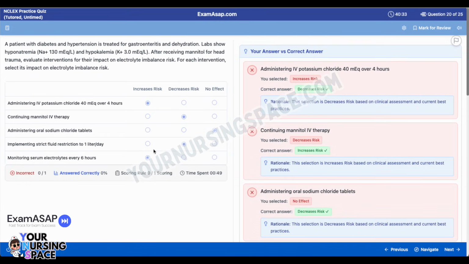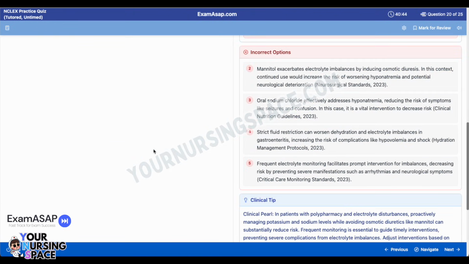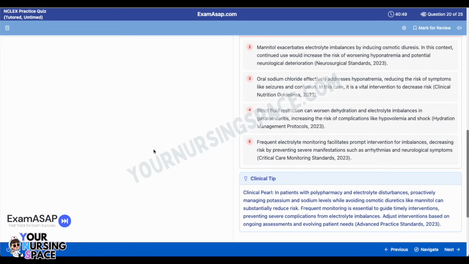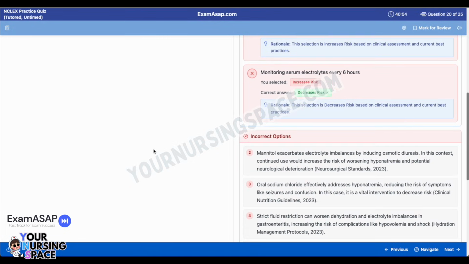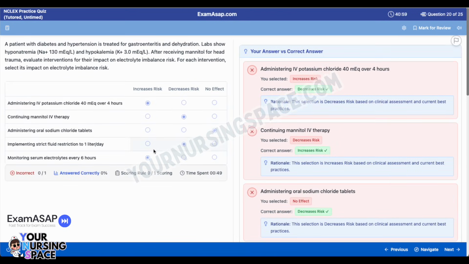Distractor rationales. Number 0. Administering IV potassium chloride is crucial for correcting hypokalemia, which can lead to life-threatening cardiac arrhythmias if not addressed. Delaying replacement would increase risk. Cardiac Care Guidelines 2023. 2. Mannitol exacerbates electrolyte imbalances by inducing osmotic diuresis. In this context, continued use would increase the risk of worsening hyponatremia and potential neurological deterioration. Neurosurgical Standards 2023. 3. Oral sodium chloride effectively addresses hyponatremia, reducing the risk of symptoms like seizures and confusion.